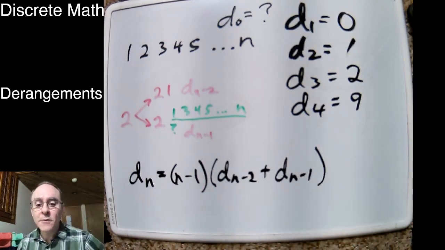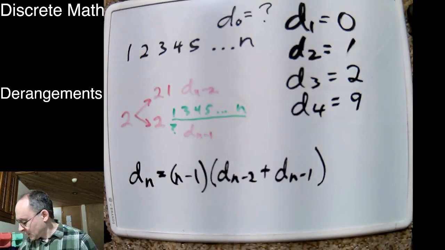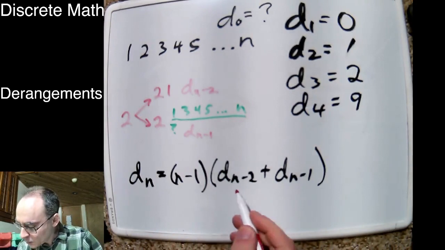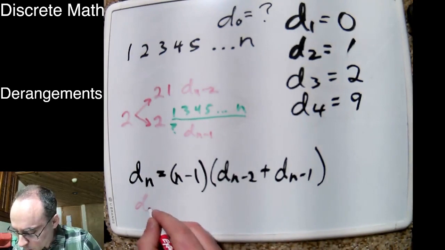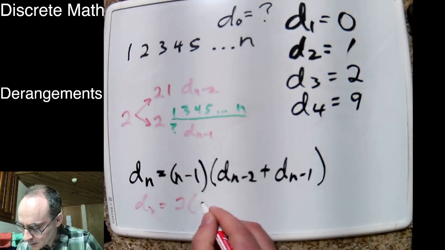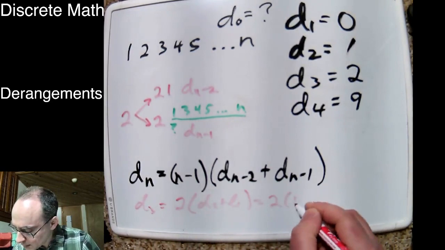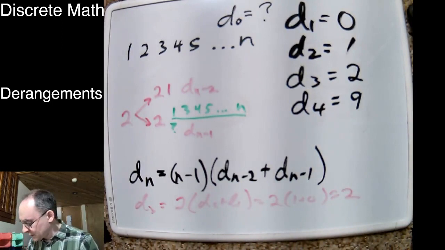And so that's my general formula for the number of derangements up to n. And so let's see if this works. Because we've already got some examples, and we need to know at least a starting 2. So we could say, well, does this work for d3? It says d3 should be 2 times d2 plus d1, which, d2 was 1 and d1 was 0, so that should just be 2. So yeah, d3 is 2, that works.